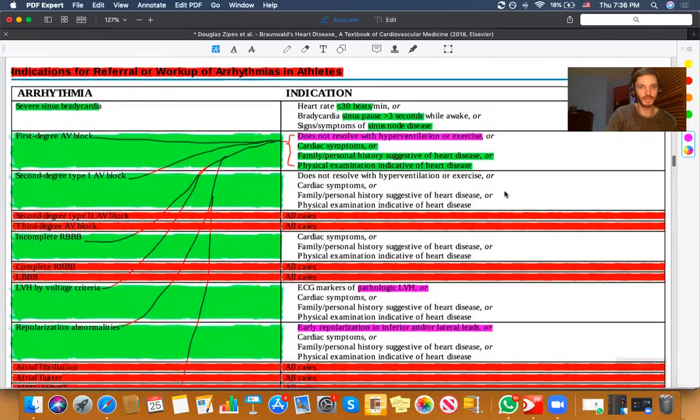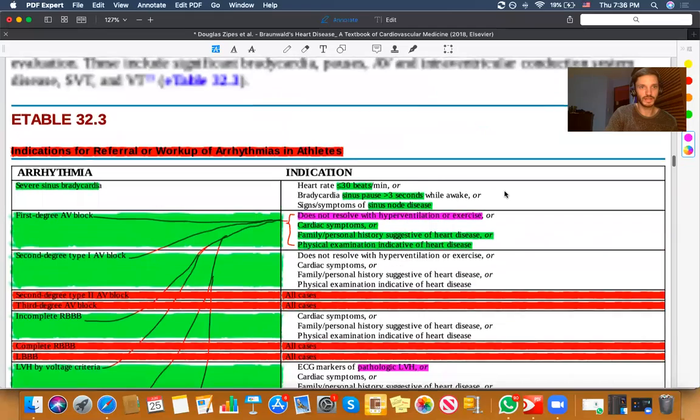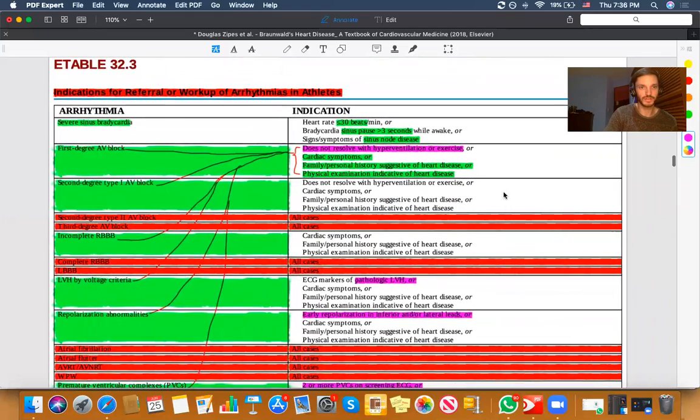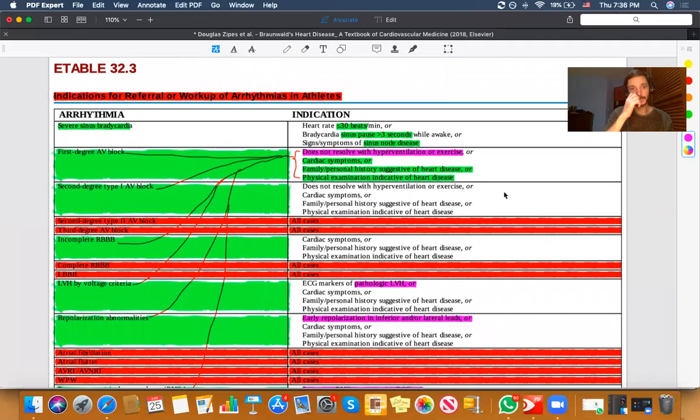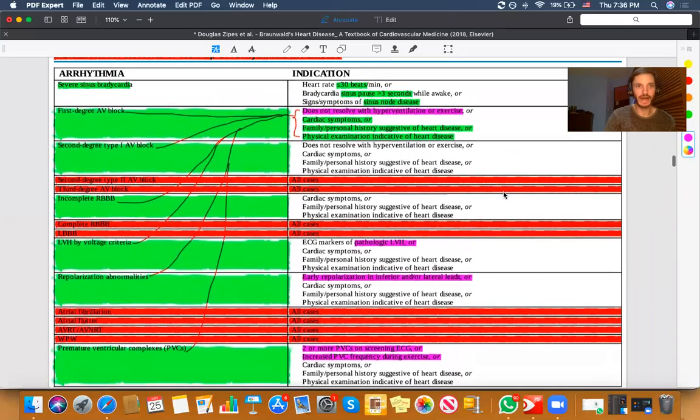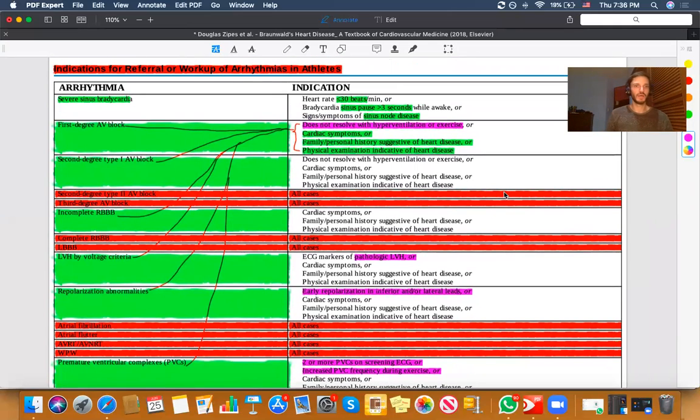And this table is pretty nice. You'll see in a second how we organized it. So pay attention here. This is a nice way to remember the indications for referral or workup of arrhythmias in athletes. I have no idea why these tables aren't made in an easier to learn fashion. Look at this: in green versus red, what makes you worry the most? Probably the color red versus the color green.